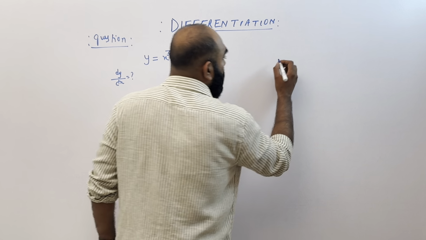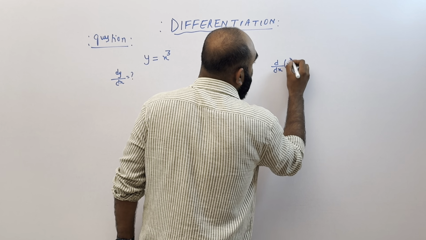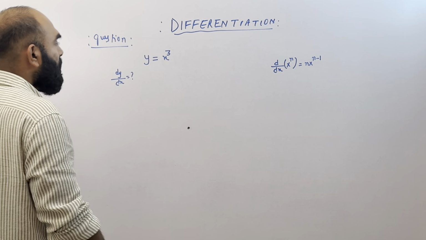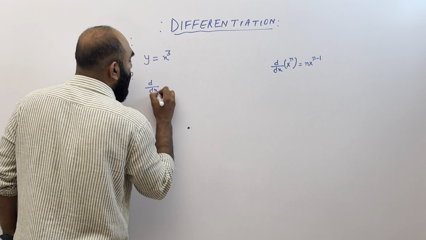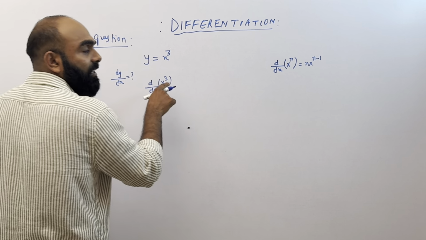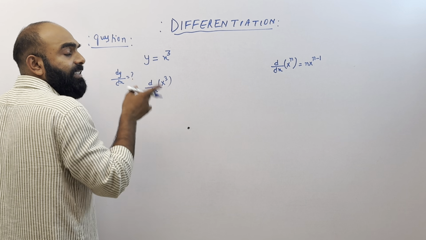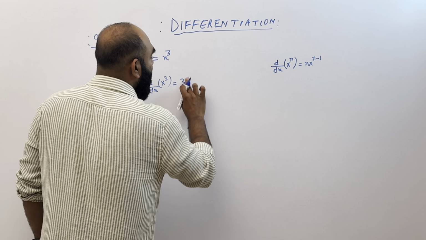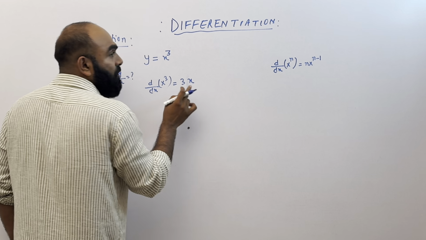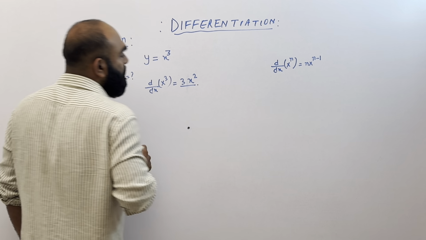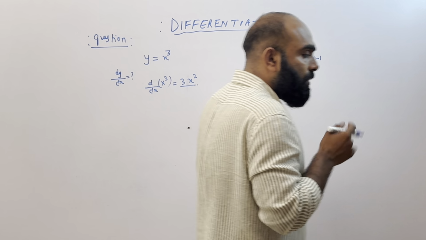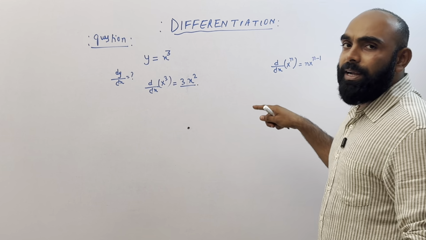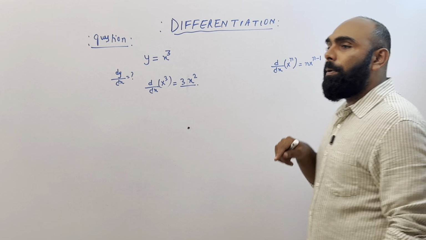Sir, you just taught us: d by dx of x to the power n is n x to the power n minus 1. So I will write d by dx of x to the power 3. This is of the form x to the power n, and n is 3 here. So n into x to the power n minus 1, 3 minus 1 is 2. This will be the answer: d by dx of x to the power 3 is 3x square.